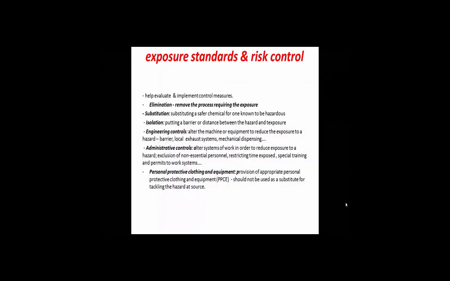Engineering controls may be things like barriers, guarding, local exhaust systems, or other mechanical aids which reduce the exposure of the worker to the hazard. Administrative controls are usually setting up different systems of work, reducing the time of exposure by rostering or some such, excluding non-essential personnel, all those kinds of things.